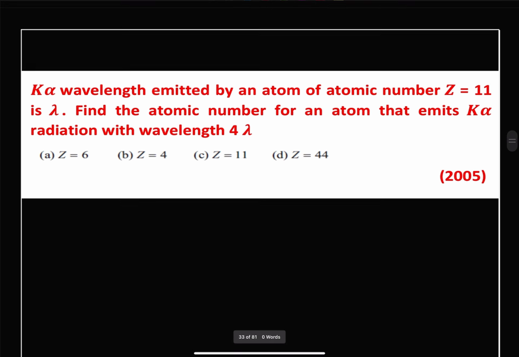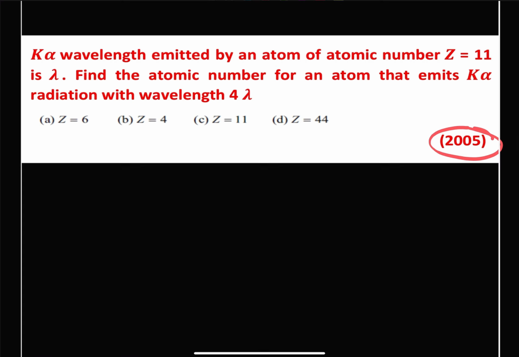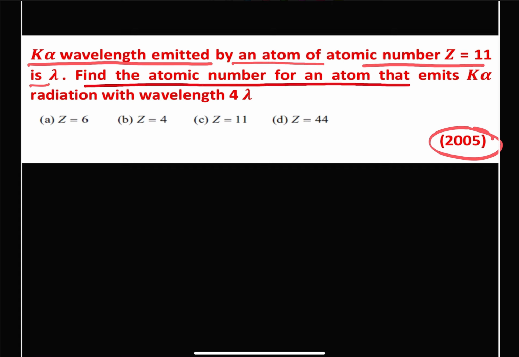Next question. It was also asked in the year 2005, and it states that K alpha wavelength emitted by an atom of atomic number Z equal to 11 is lambda. Find the atomic number of an atom that emits K alpha radiation with the wavelength 4 lambda. So here we are going to use Moseley's law, which relates our wavelength according to the effective nuclear charge.